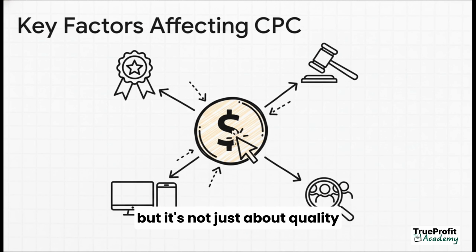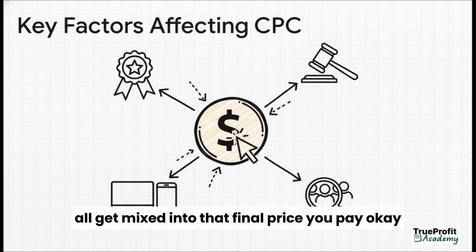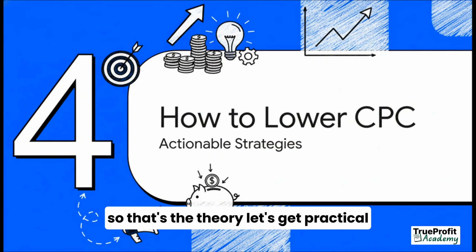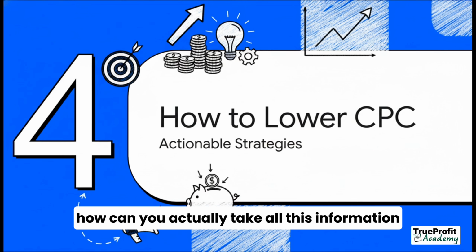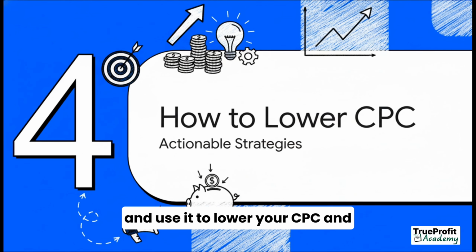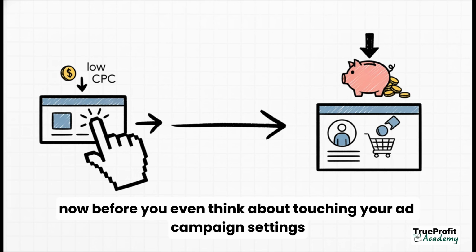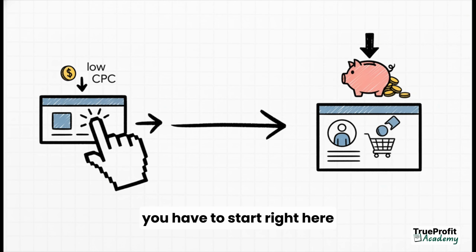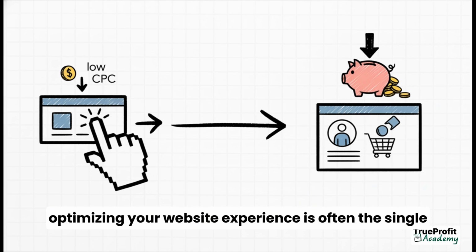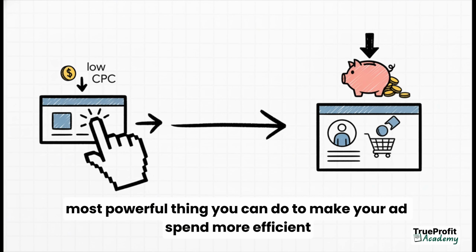But it's not just about quality. Your bidding strategy, who you're targeting, and even where the ad shows up all get mixed into that final price you pay. Okay, so that's the theory. Let's get practical. How can you actually take all this information and use it to lower your CPC and get better results? Now, before you even think about touching your ad campaign settings, you have to start right here.